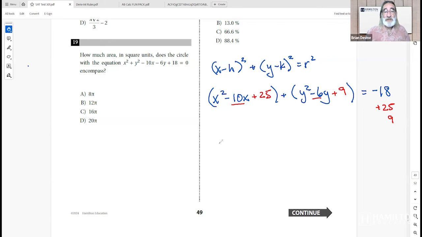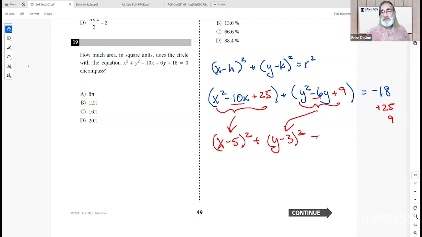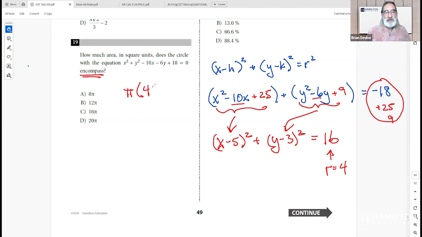Now, when I do that, I'm going to get (x minus 5) squared plus (y minus 3) squared, because I built these to be perfect squares. And by balancing out the equation, well, negative 18 plus 25 plus 9 is going to equal 16. So the radius equals 4. And the area that the circle encompasses would be pi times 4 squared, which is 16 pi, which is C.